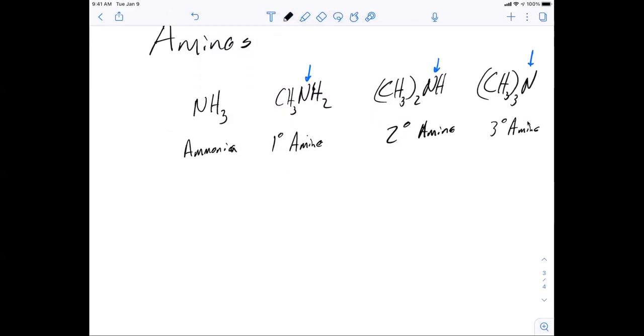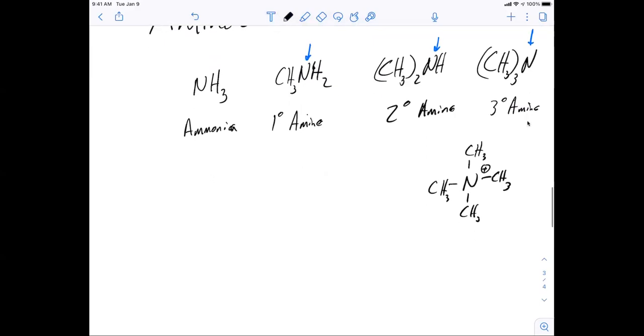And then because it has a lone pair, I can go all the way to a quaternary salt. It's called a quaternary salt because if you put 4 carbons on there, this becomes positive, so I'm going to have some kind of negative on there. So quaternary ammonium or quaternary salt.